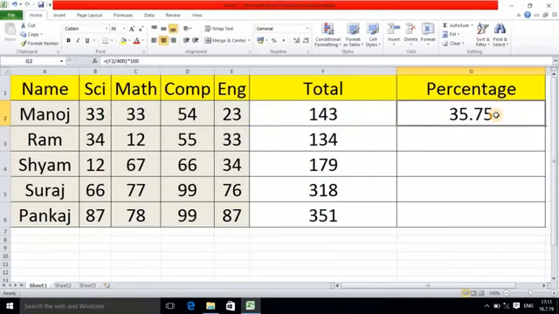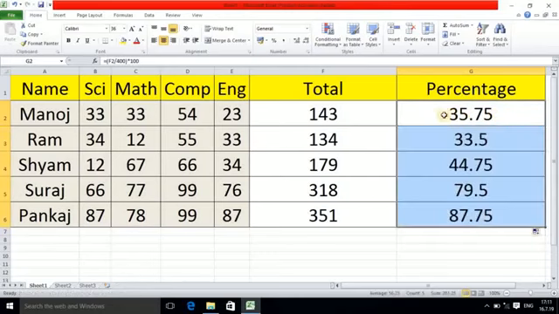Here 35.75, this is the percent value. You can observe here the percentage is coming for each and every row. This is the easiest way to calculate the percent, and for that you have to use the formula like that. Here it is the total mark divided by the total marks, meaning the actual mark whatever you got, divided by the total subject marks, multiplied by 100. So this is the formula for getting the percentage.